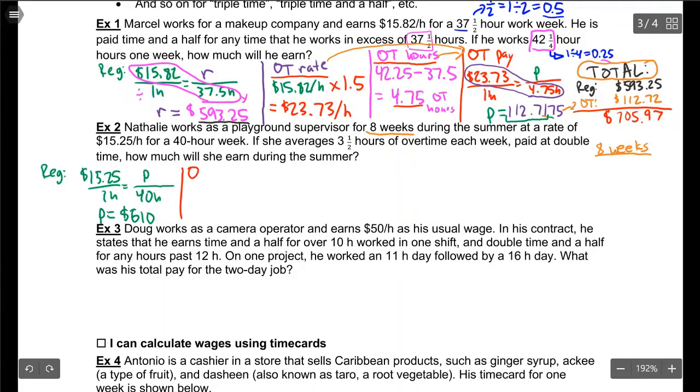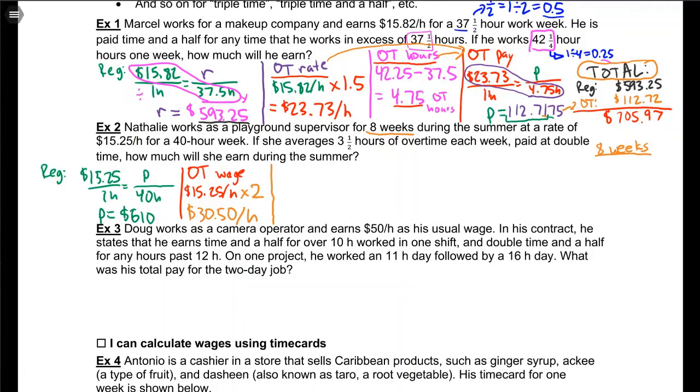Okay, now we're going to figure out her overtime wage. I called it a rate here, I'm calling it a wage down here, whatever you want to call it. How much is she paid per hour for overtime? So we are going to take her $15.25 per hour, and we are going to multiply that by double time. Double time means multiply by 2. And so her overtime wage is literally double that, so it's going to be $30, and then double 25 cents is 50 cents. So $30.50 per hour. That is a really nice overtime wage. She's lucky to get that much.